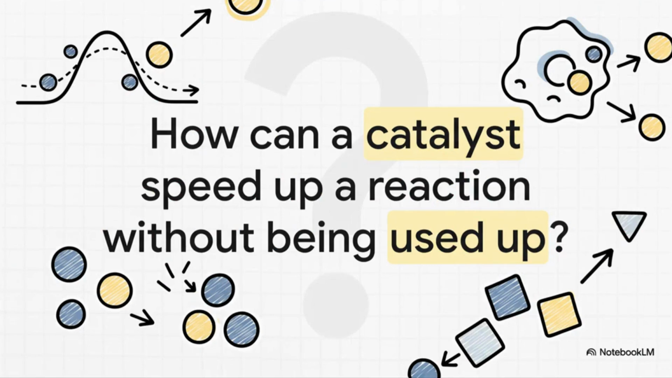And finally, our fourth, and maybe the coolest factor, the catalyst. A catalyst is like a chemical matchmaker. It jumps into the reaction, helps things along, speeds everything up dramatically, and then it just leaves at the end, totally unchanged. How on earth does it do that?